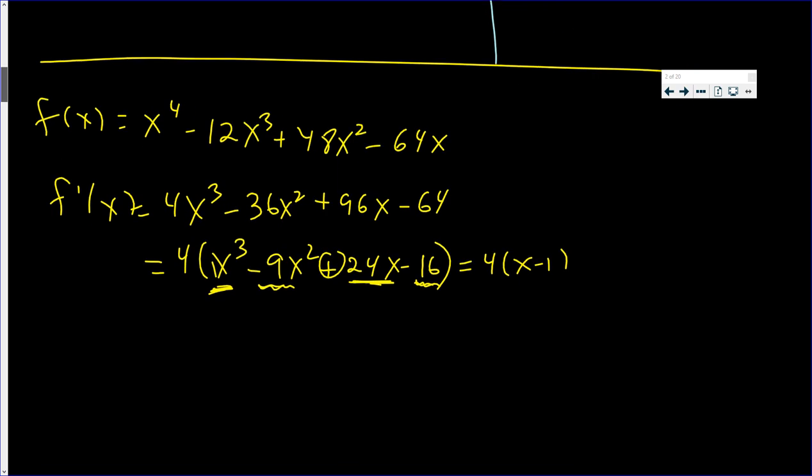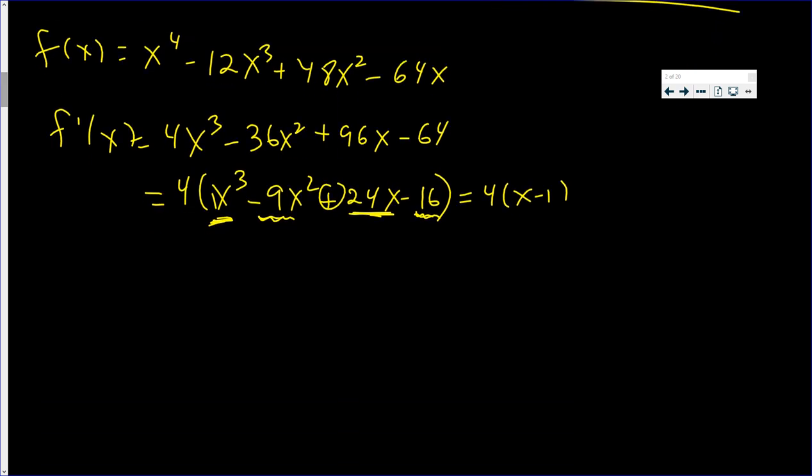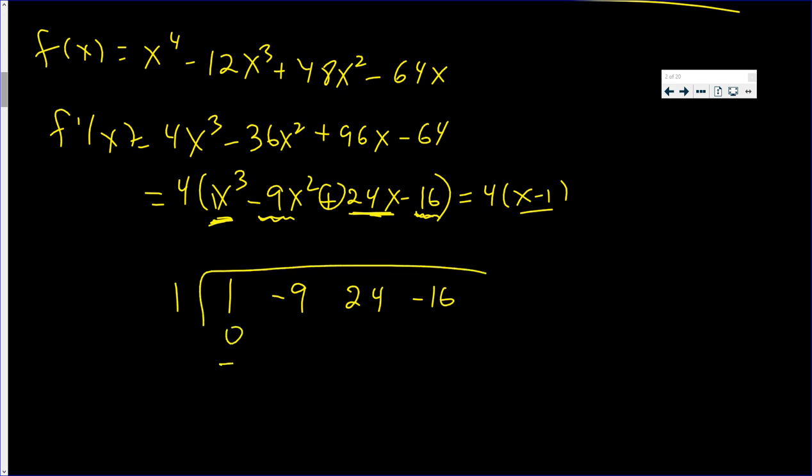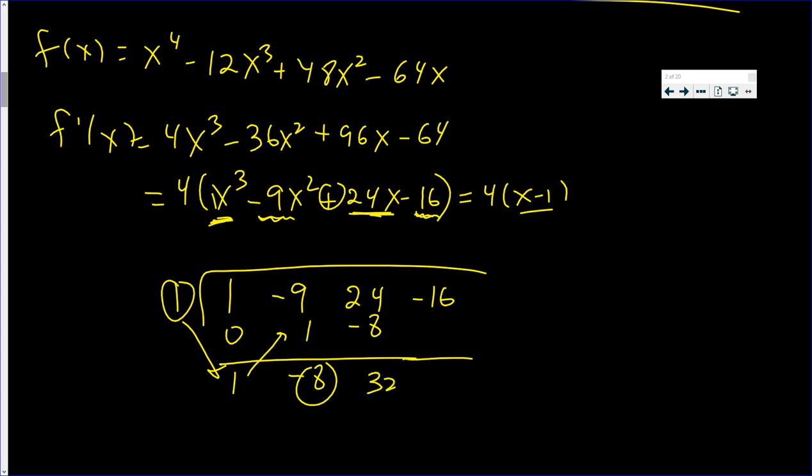Now, how do you find the other factor? You can try synthetic division. You have 1 x cubed minus 9 x squared, 24 x, minus 16. And that's 1 when x is 1. I like to put a 0 here. You add, you get 1. You multiply, you put the answer there. You add, you get negative 8. 1 times negative 8 is negative 8. You add, you get 16.